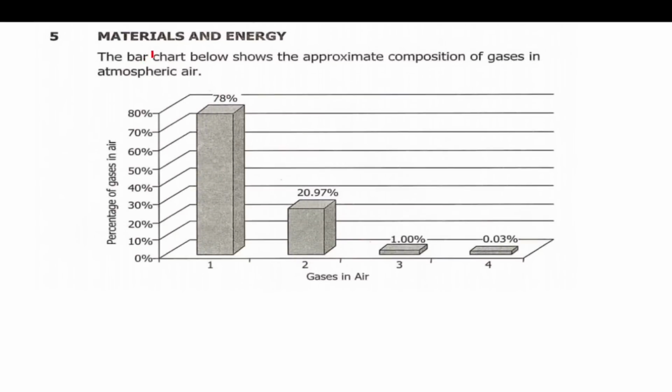5. Materials and energy still. The bar chart below shows the approximate composition of gases in atmospheric air. So this is the percentage of gases in air. We have number 1, 78%, number 2, 20.97%, then 3, 1.00%, 4, 0.03%. So these are gases here.